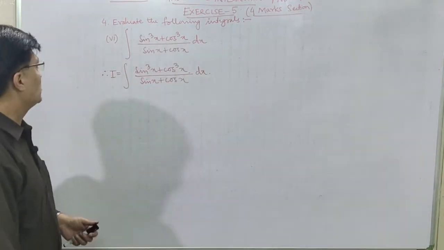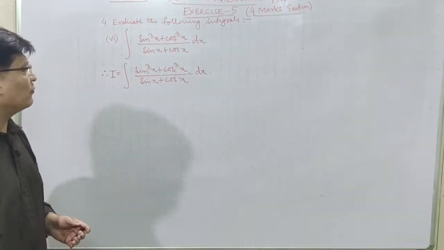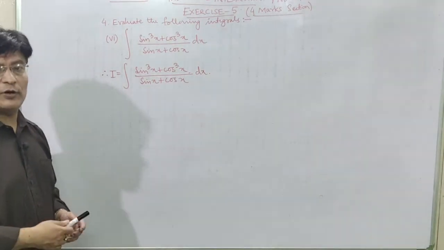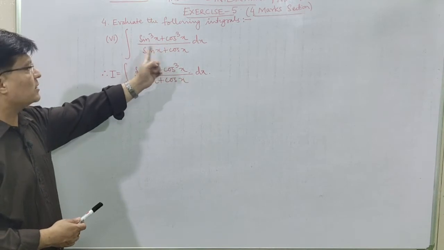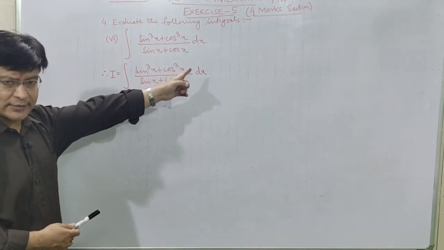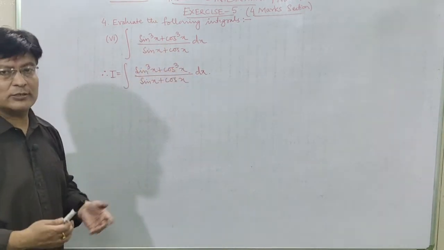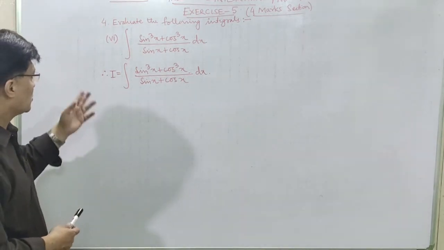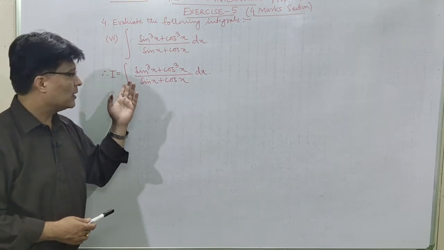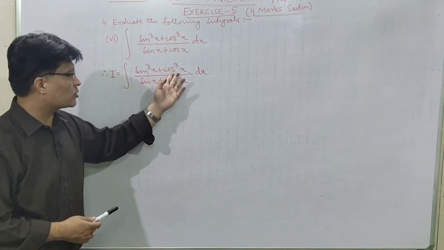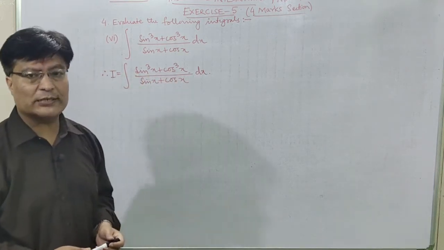So now we'll do question number 6 of question number 4. Evaluate the following integrals. That is integration of sin cube x plus cos cube x divided by sin x plus cos x, dx with respect to x. So let us write capital I is equal to integration of sin cube x plus cos cube x divided by sin x plus cos x dx.